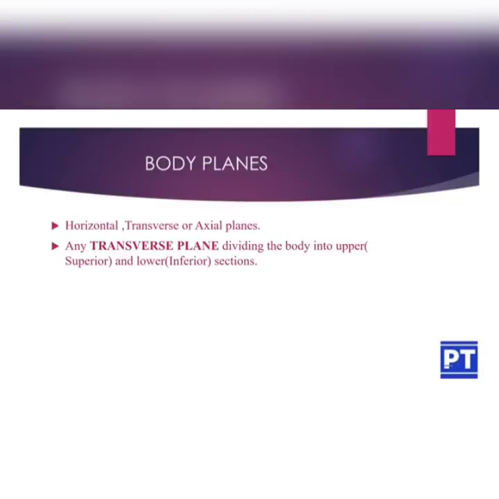So these are the three planes. Mid-sagittal plane, which divides the body into equal right and left portions. Mid-coronal plane, which divides the body into equal front, anterior, and back, posterior sections. And the transverse plane, which divides the body into upper, superior, and lower, inferior sections. So with that you understood the three planes of our human body.